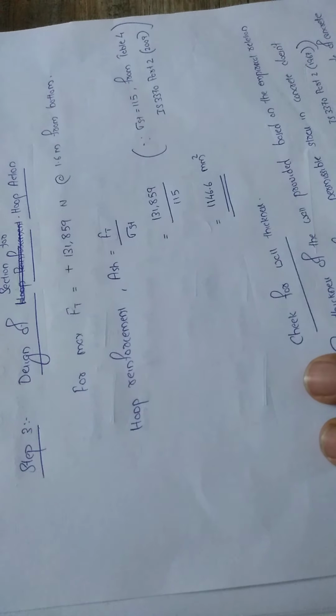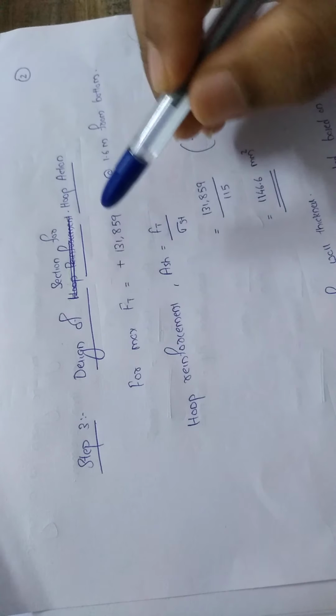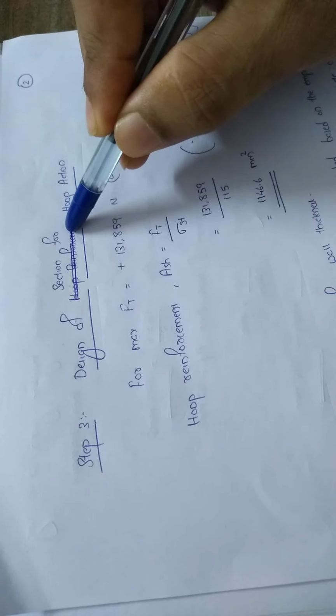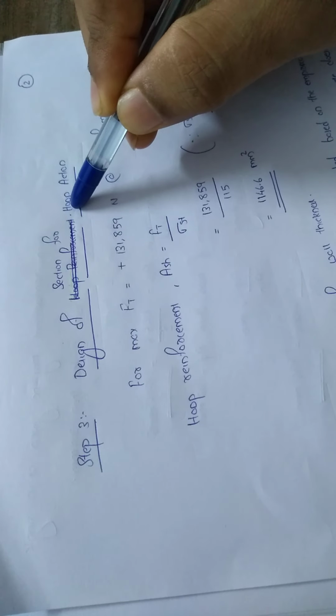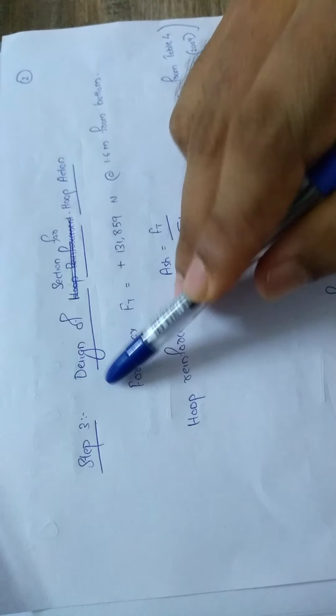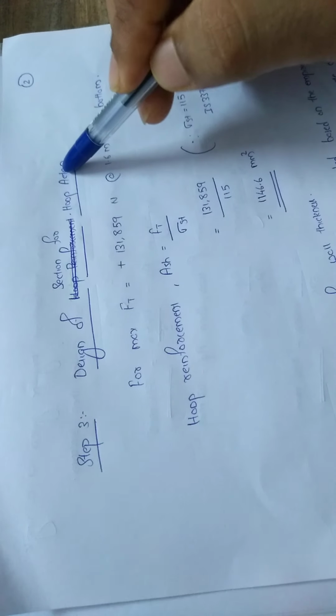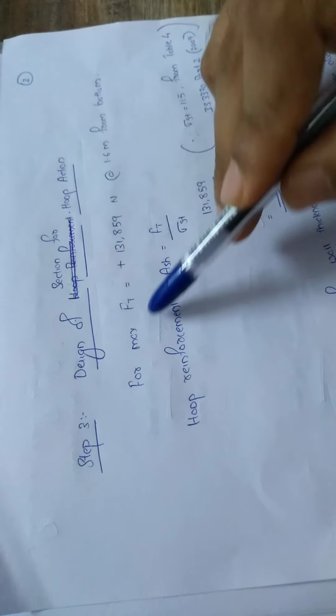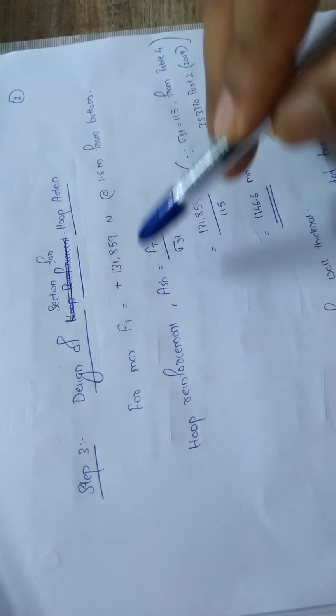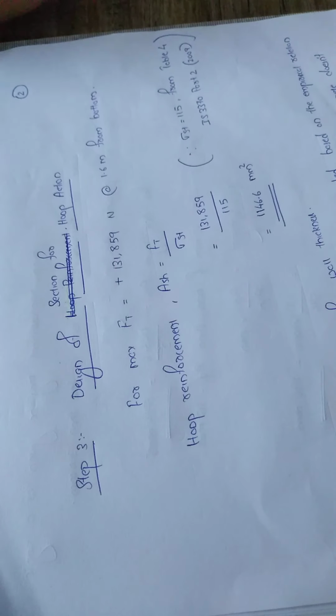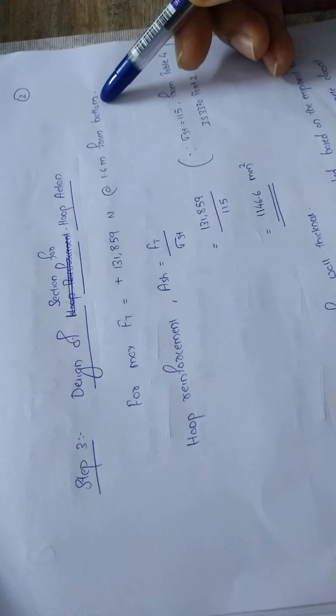In step 3, so we found out all the hoop tension as well as the bending moment in step 2. In step 3, we are going to design the section for hoop action. For maximum Ft, which is coming at 0.6 H, that is 1.6 meter from the bottom.